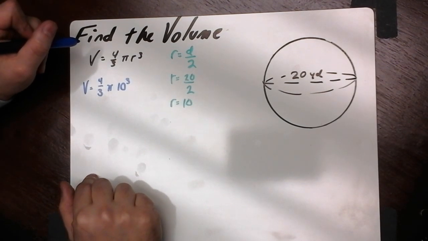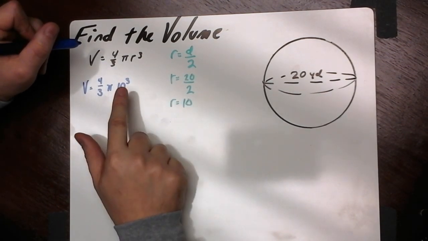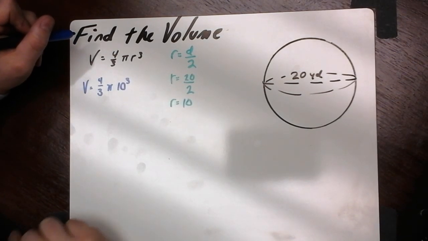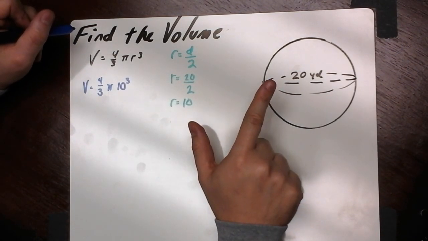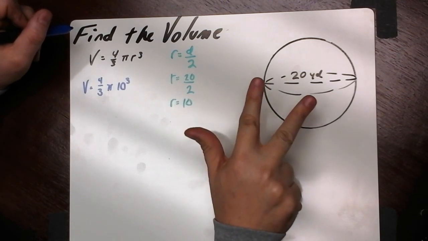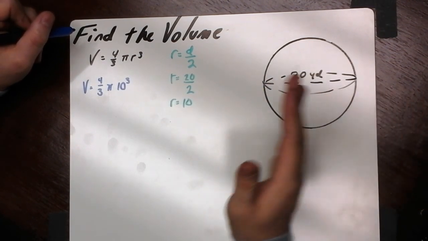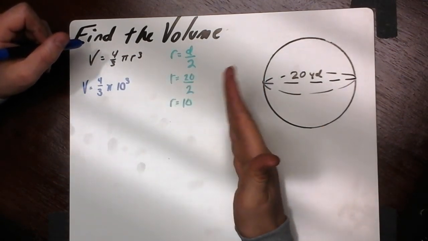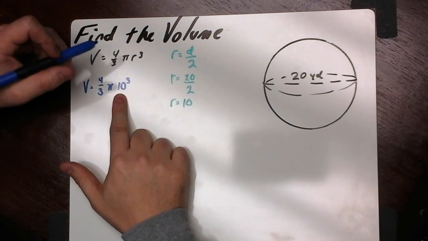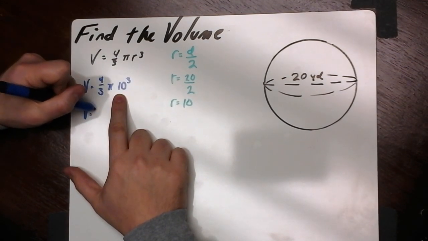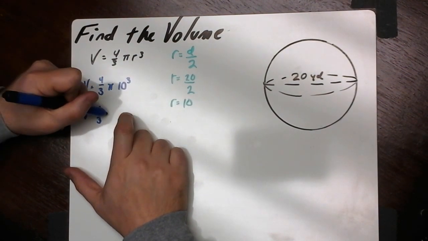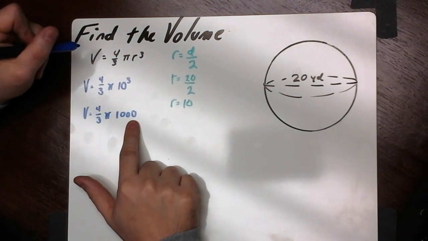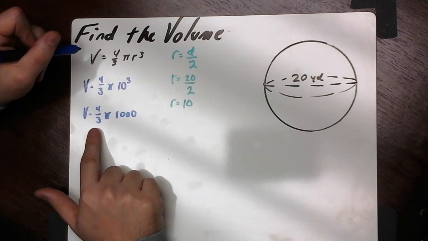My experience tells me, not my intelligence, let's make that clear, that 10 cubed is 1,000. Look, 10 times 10 is 100, and then times 10 again is 1,000. I'm just adding the zeros, or piling on the zeros towards the end. So that's going to be 1,000 pi. Okay, 1,000 times 4/3.